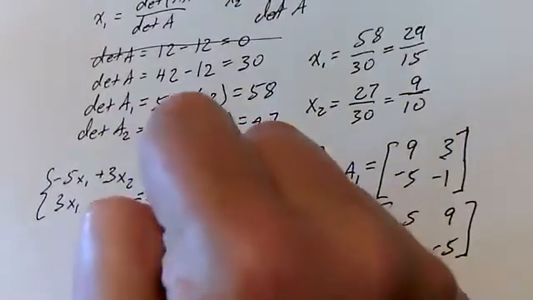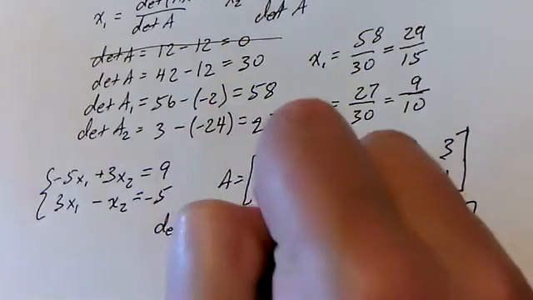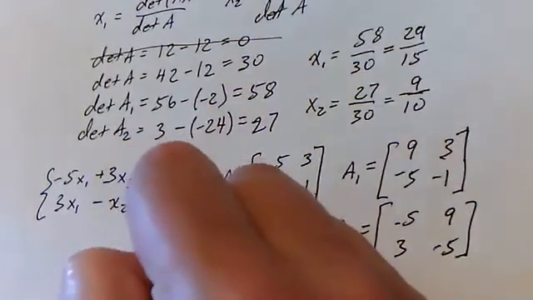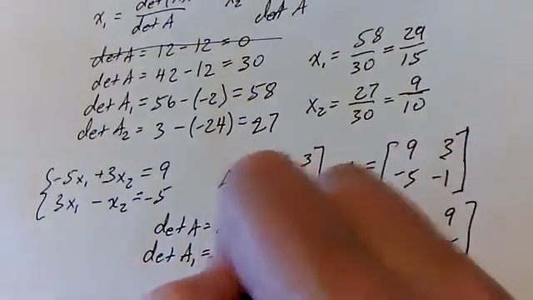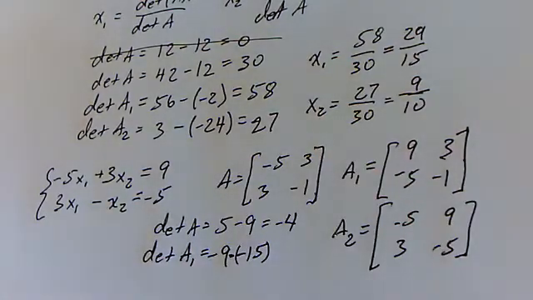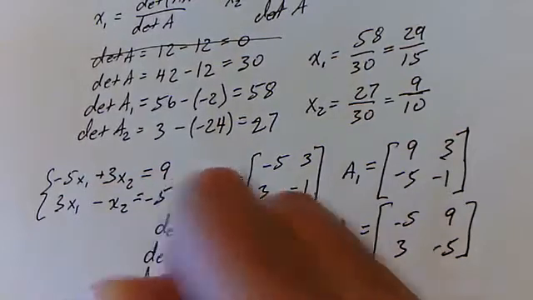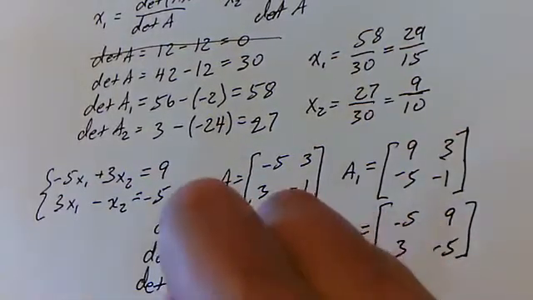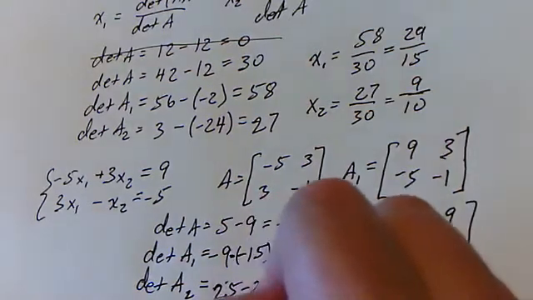Okay, now we need to find these determinants. The determinant of A is going to be 5 minus 9, negative 4. The determinant of A1 is going to be minus 9 minus a negative 15, so that's minus 9 plus 15. That's a positive 6. And then the determinant of A2, we're going to have minus 25, or positive 25, sorry, negative 5 times negative 5 gets us positive. Minus 27, so that's a negative 2.